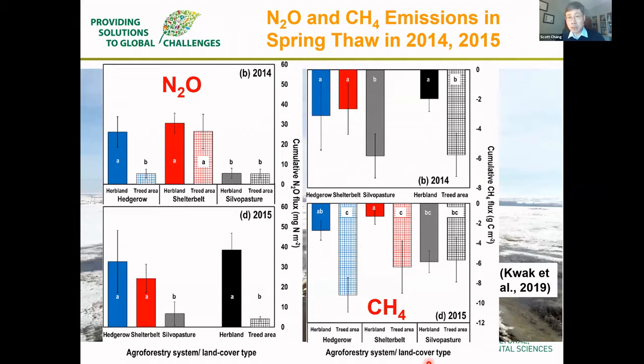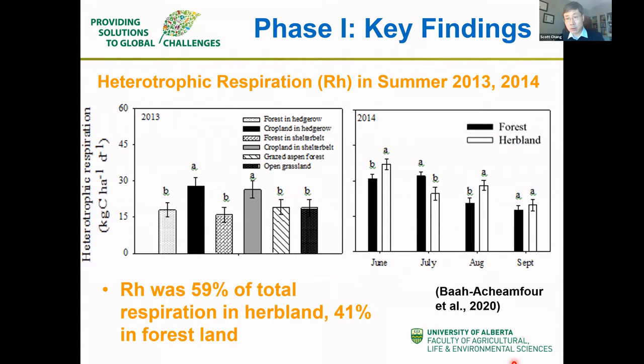The methane data, essentially the take-home message, is similar to the N2O emission rate. There was a greater uptake, which is obviously good news, in the forest land use. This is 2014, and in 2015, greater uptake in the forest land use in the shelter belt system, sorry, the hedgerow system and the shelter belt system, without any difference between the two land uses in the silvopasture system.